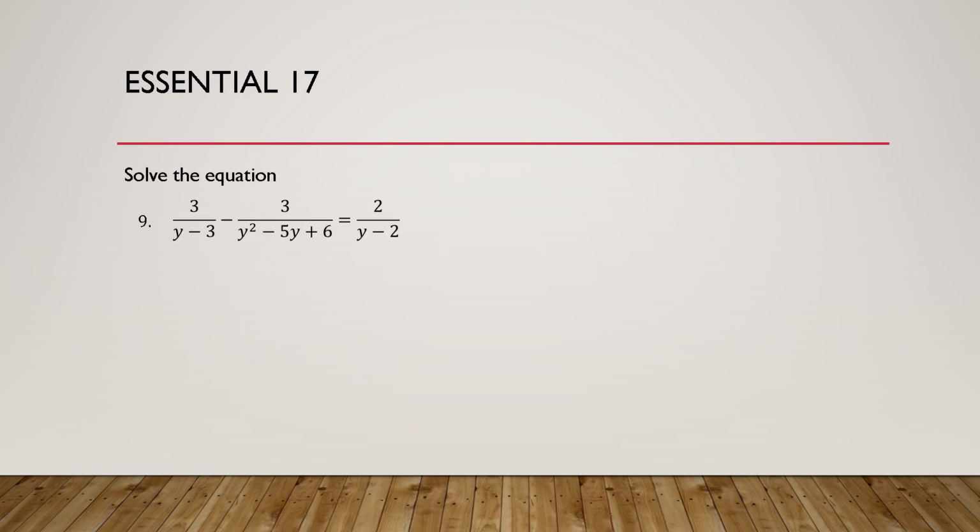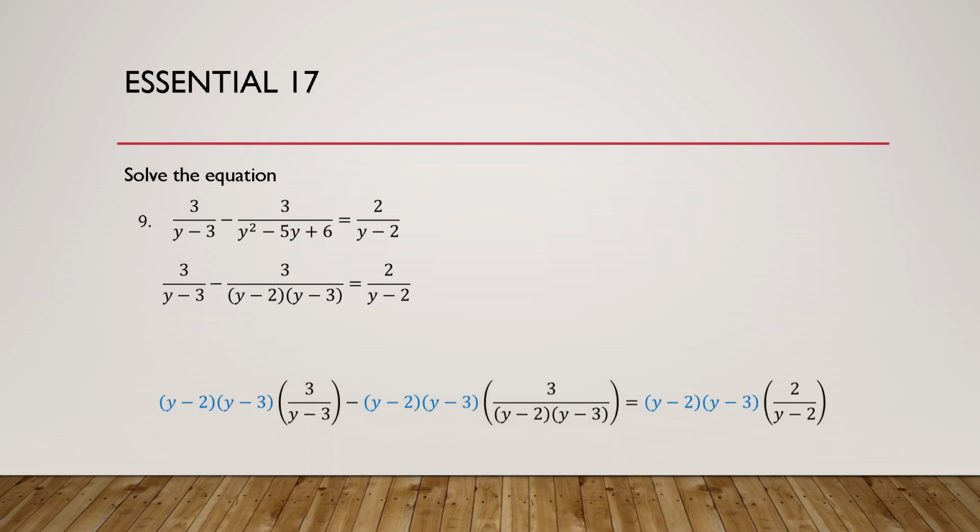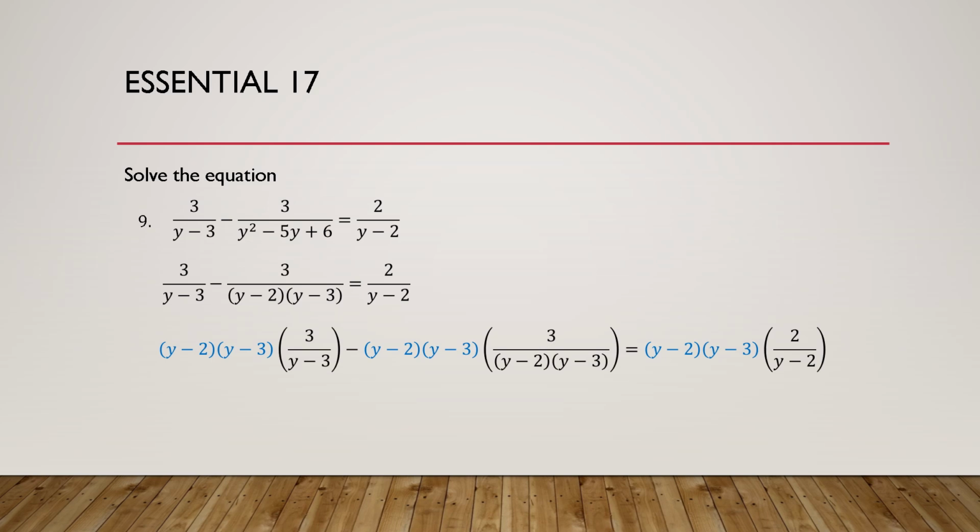Solve the equation. 3 over y minus 3 minus 3 over y squared minus 5y plus 6 equals 2 over y minus 2. First, we see the denominator in the second term can be factored into y minus 2 times y minus 3. Next, we multiply each term by the common denominator, which is y minus 2 times y minus 3. In the first term, the y minus 3 cancels, leaving us 3 times the quantity of y minus 2. In the second term, y minus 2 and y minus 3 cancel, leaving us a negative 3. In the third term, the y minus 2 cancels, leaving us 2 times y minus 3.